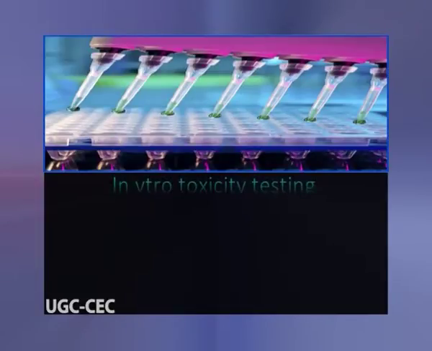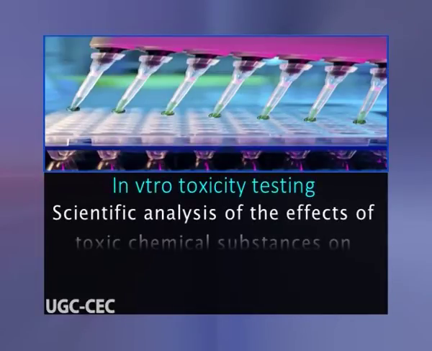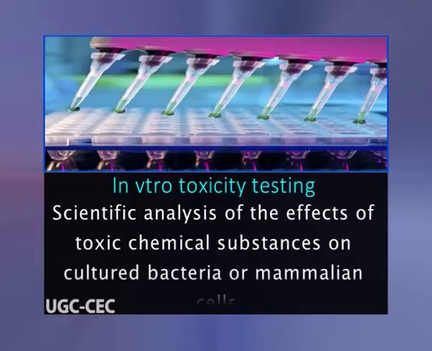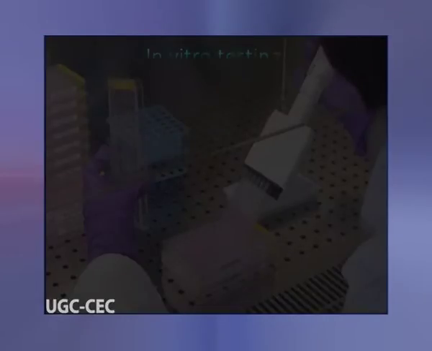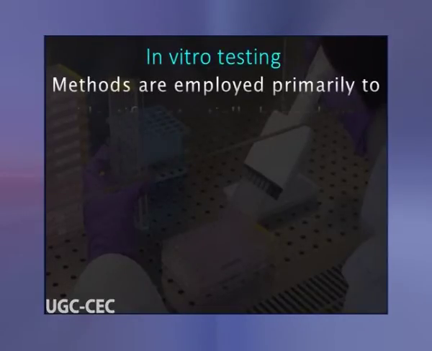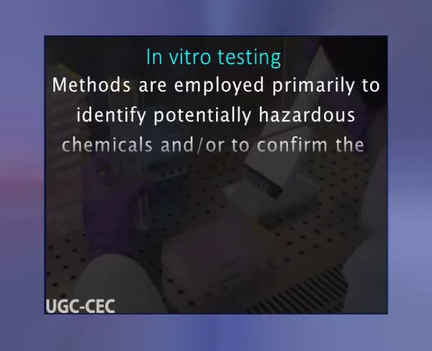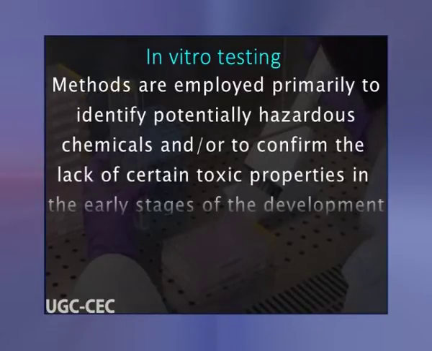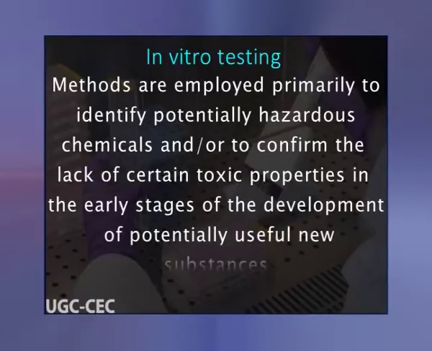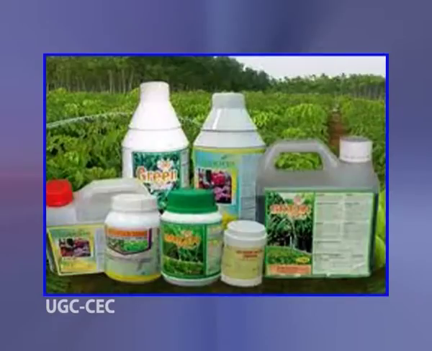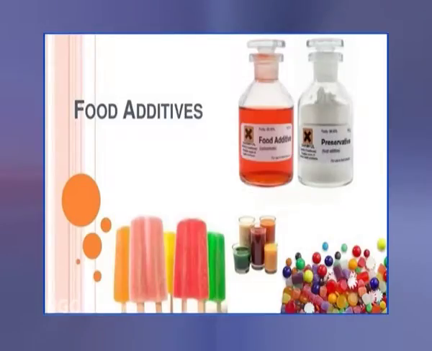In vitro tests, and in vitro toxicity testing, is the specific scientific analysis of the effects of toxic chemical substances on cultured bacteria or mammalian cells. In vitro testing methods are employed primarily to identify potentially hazardous chemicals and to confirm the lack of certain toxic properties in the early stages of the development of potentially useful new substances, such as therapeutic drugs, agricultural chemicals, and food additives.